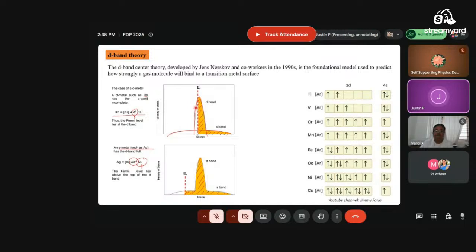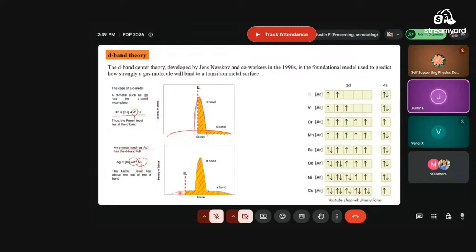So if there is no vacancy here, which means no active site, for example, let us say the silver case. In the case of silver, the Fermi level falls here, and below the Fermi level everything is filled, which means the D band is completely filled. Even in the S band, more than 70% is filled. So only a very small amount of the S band is empty. In this case, the interacting space for the adsorbate will be very limited.